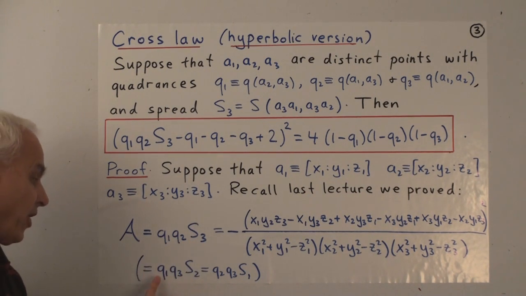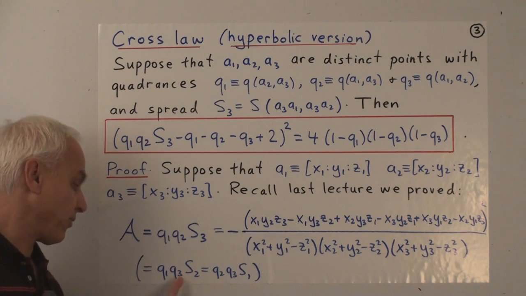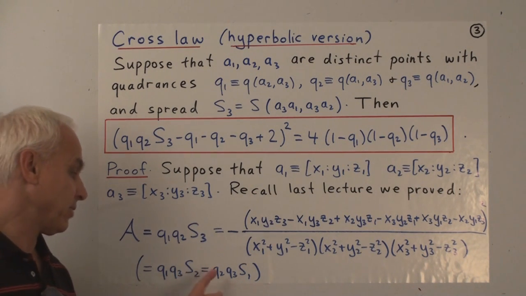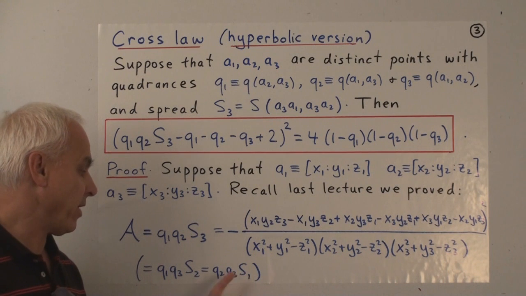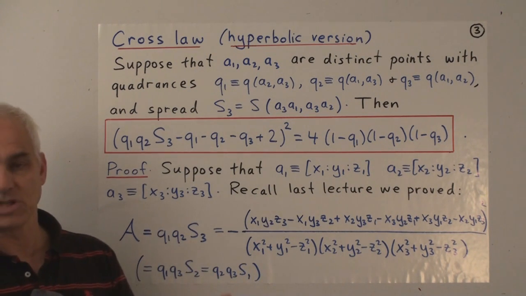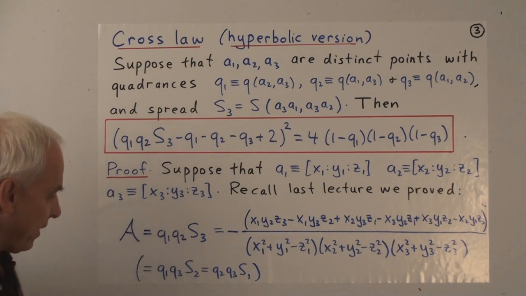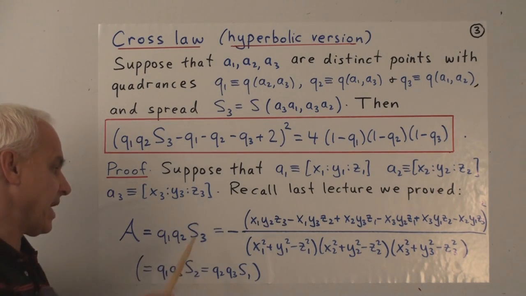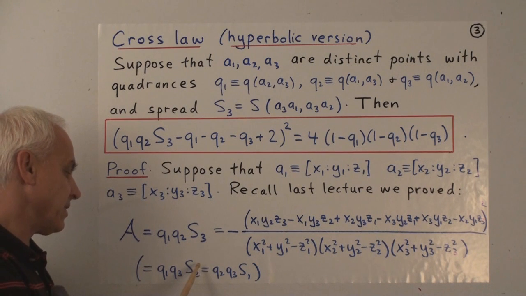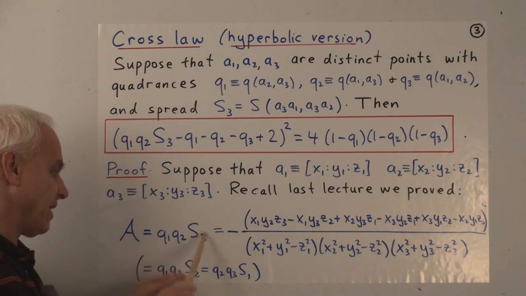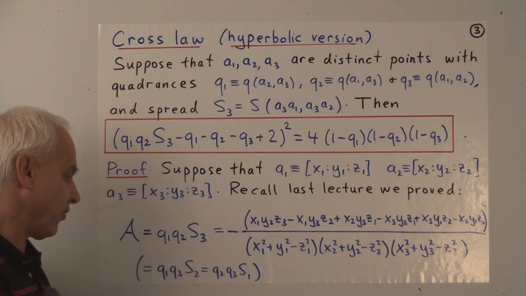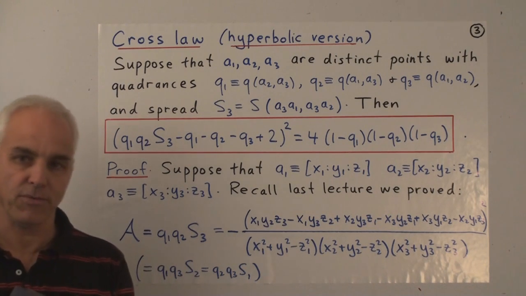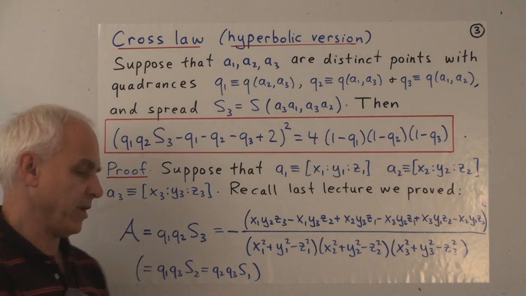In fact, we also saw that it was equal to Q1, Q3 times S2, and it was equal to Q2 times Q3 times S1, where S1 and S2 are the other two spreads of the triangle. And in fact, the equality of these three things follows from the spread law, because S3 over Q3 is the same as S2 over Q2. And so you can substitute the S3 times Q2 with S2 times Q3. And similarly for this one here.